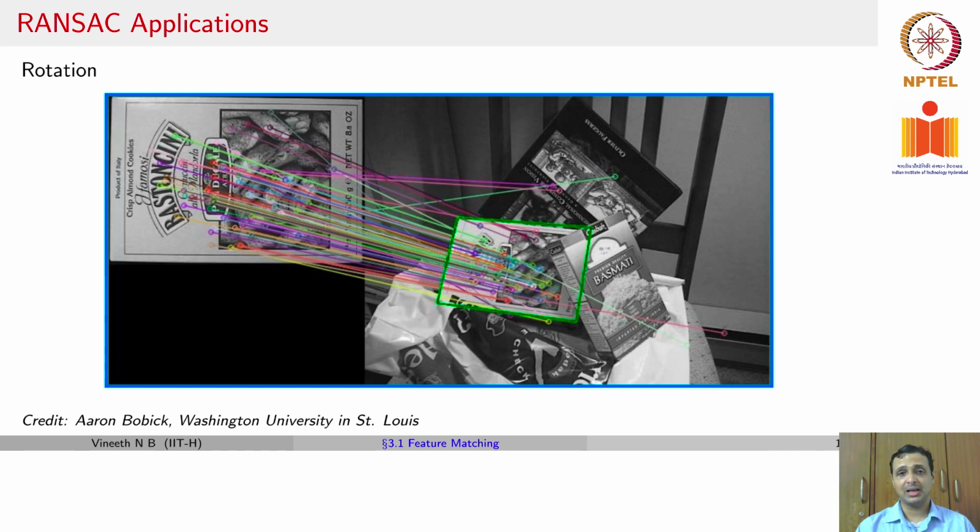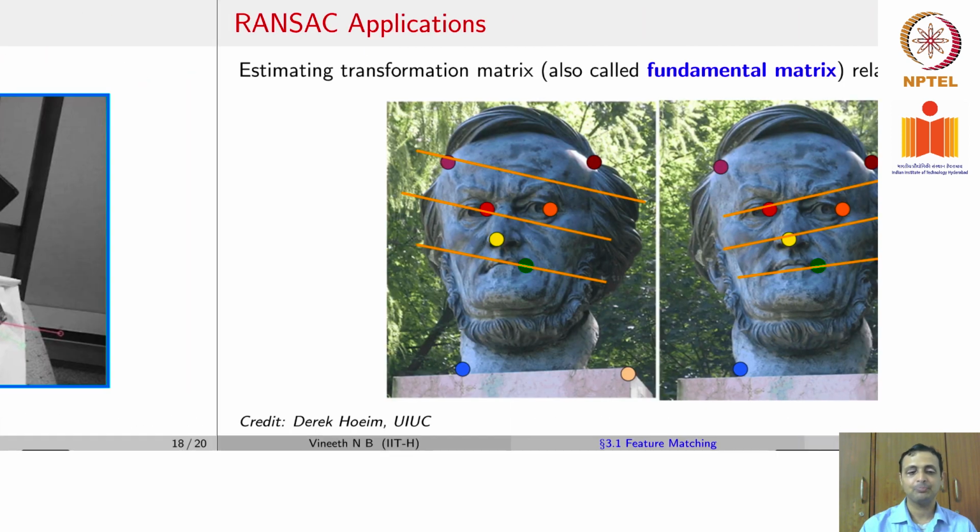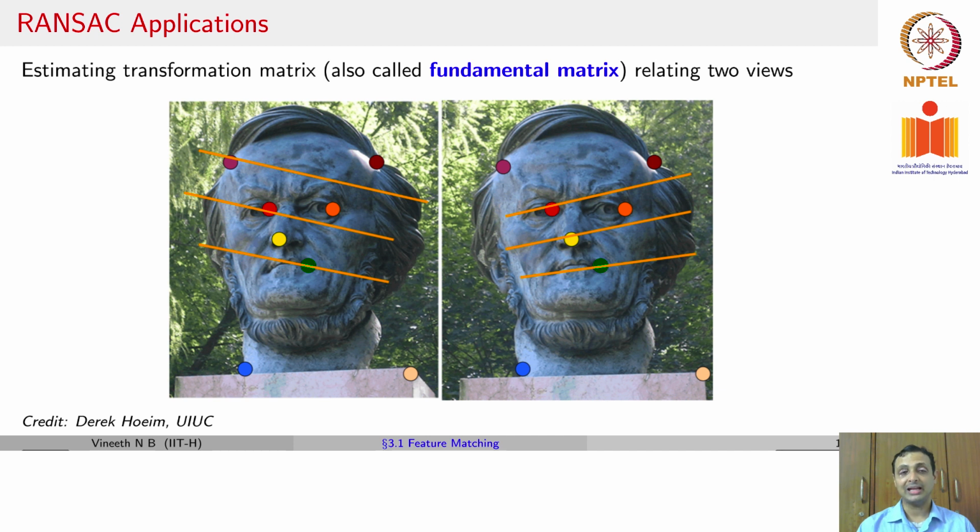Here are a few visual illustrations of how well RANSAC works for different kinds of transformations. Here is an example of rotation. This is the original book rotated by a certain degree, and you can see that, not a book, sorry, I think it's a foot box, and this is the foot box placed in a different place in the second image, and RANSAC finds fairly good transformations between these 2 settings. It also works well at estimating what is known as a transformation matrix or a fundamental matrix when you relate 2 views of the same image.